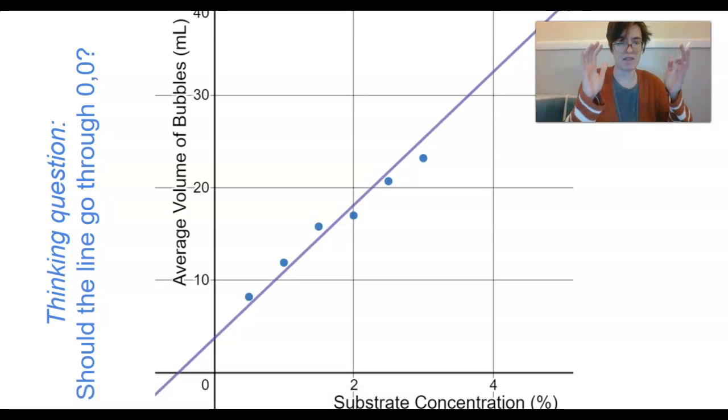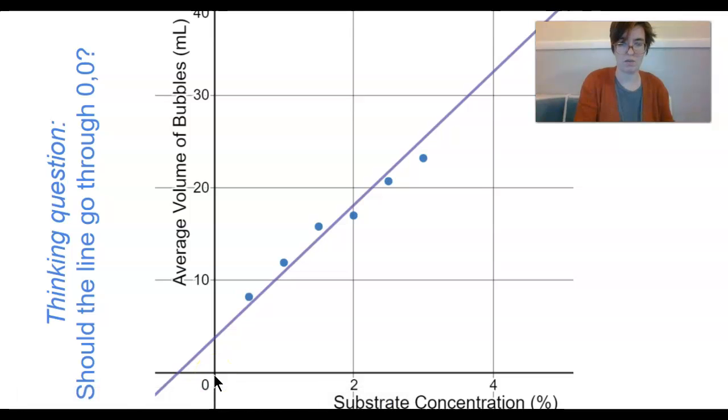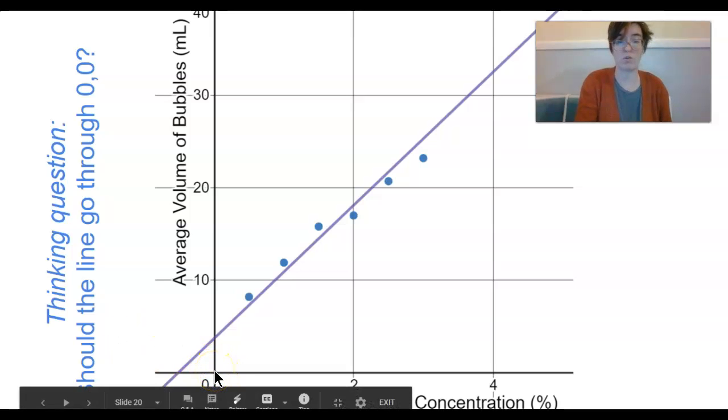I made this line and then I was thinking about, should we have a data point that goes through 0, 0? What would make sense? If we have a substrate concentration of 0, that means we don't have any hydrogen peroxide. If we don't have any hydrogen peroxide, you can't break down hydrogen peroxide, so our volume of bubbles should be 0. So I do think this should go through 0, 0. I messed up here. I do think this line should go through 0, 0.